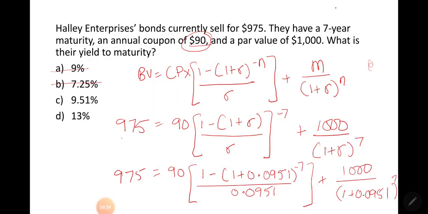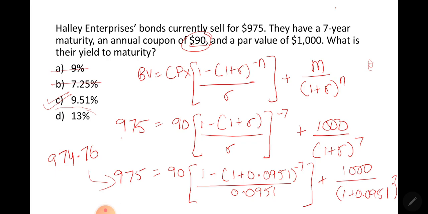So we plugged in the value of 9.51% and once you calculate this, your answer is coming to 974.76. So that is very close to 975. The interest rate of 13% will most probably not give you such a close answer. So the correct answer is 9.51%.